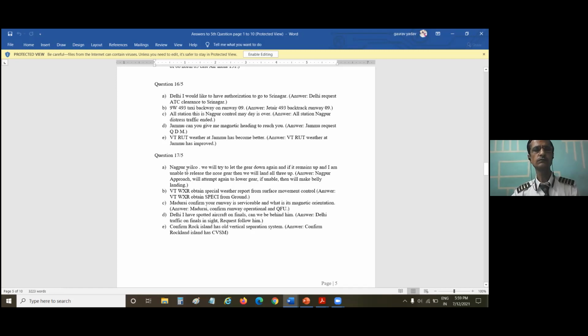Nagpur, Wilco. Say, look at this sentence. Nagpur, Wilco. We will try to let the gear down again. I mean, if it remains up and I am unable to release the nose gear, then we will land all three up. Now, this sentence sounds as if you are speaking to some friend, you know, plain English. We will try to let the gear down again, if it remains up and I am unable to release.